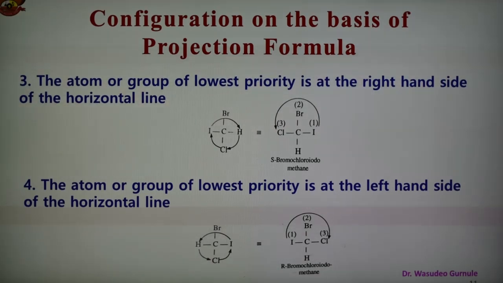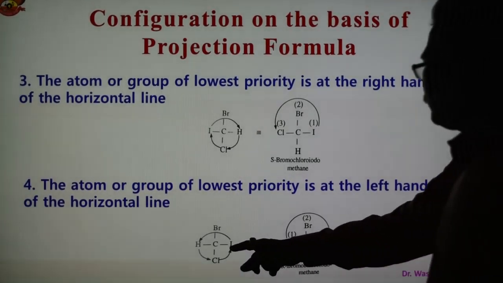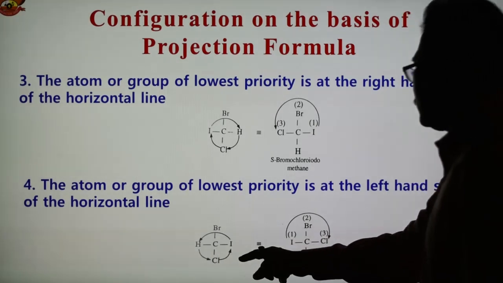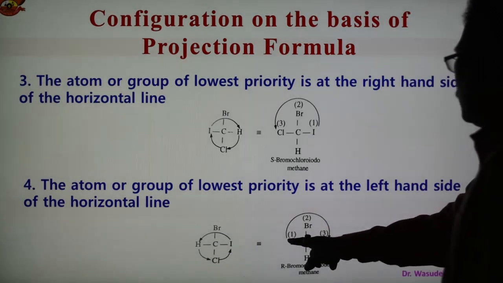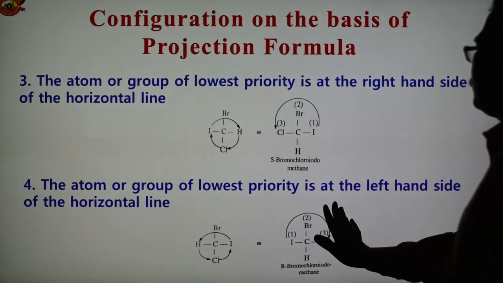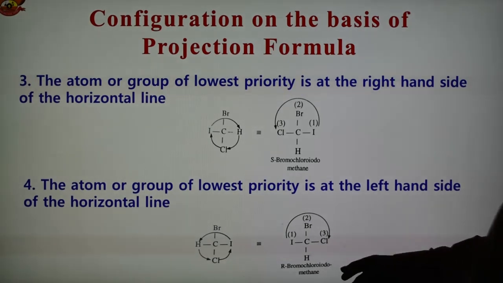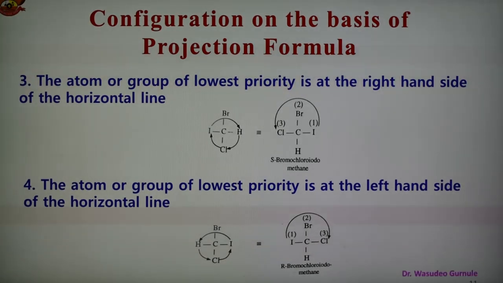For example, in this compound, so what is the compound? In this case, the configuration of bromochloroiodomethane. After rearranging this, when this hydrogen comes at the bottom, then 1, then 2, and 3. But we have to keep this fixed. There is no change of the top. So what is now 1, 2, 3. In this way, we get the configuration of bromoiodomethane.